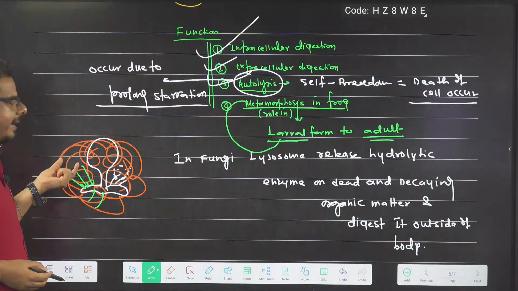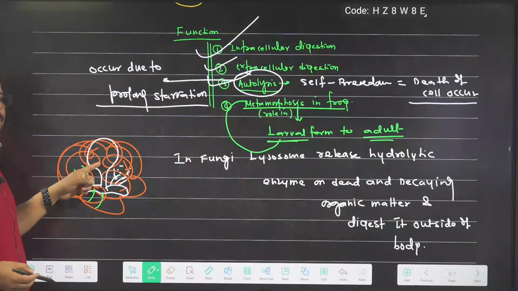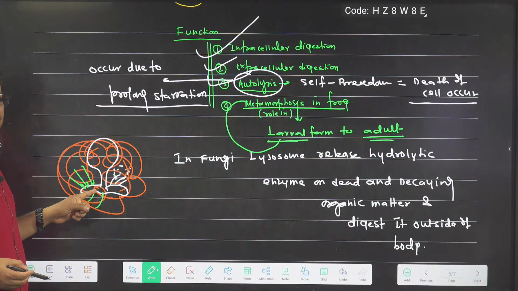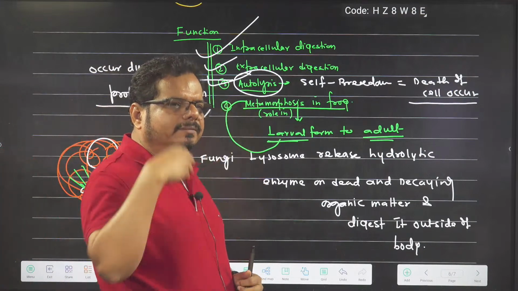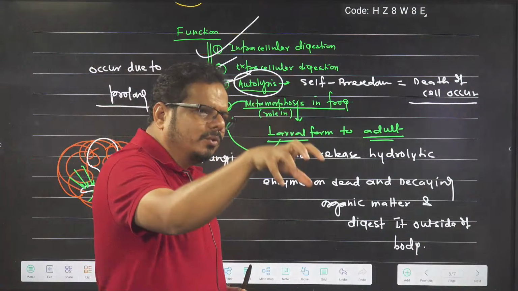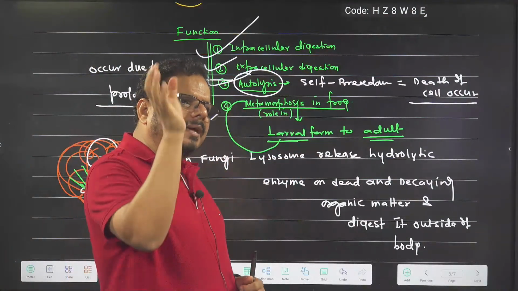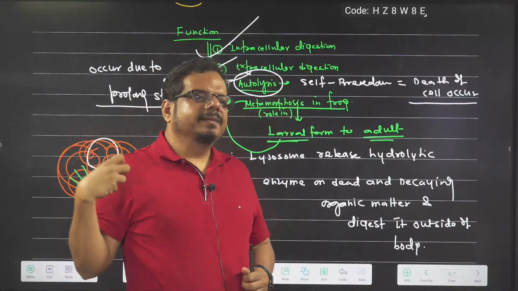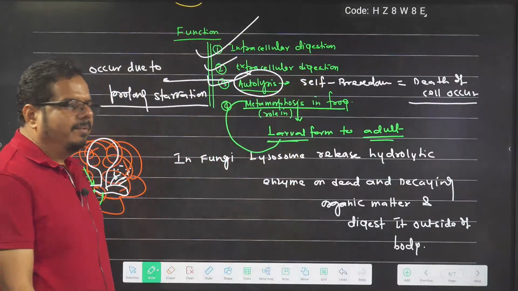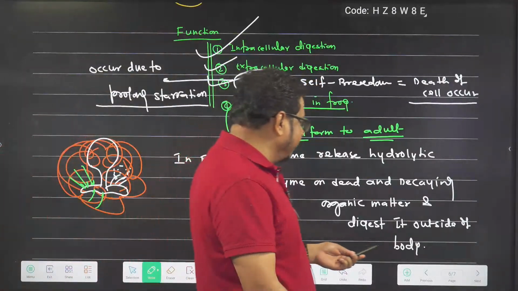These are dead and decaying organic matter. This is mushroom, fungi. They are growing on dead and decaying matter. They are releasing the enzyme outside the body. They are digesting it in soil itself. And when digestion occurs, they are absorbing the digested food with the fungal hyphae. That we will talk about in detail when we talk about fungi. Got the idea? Is it clear?